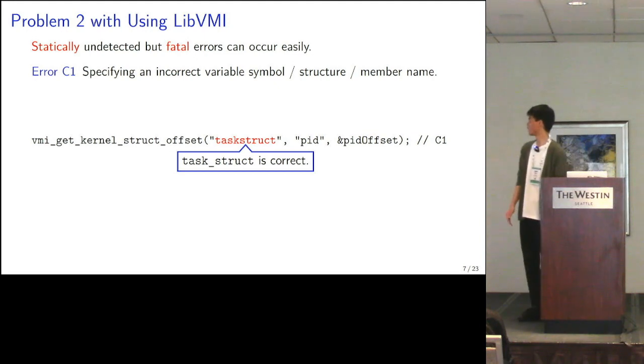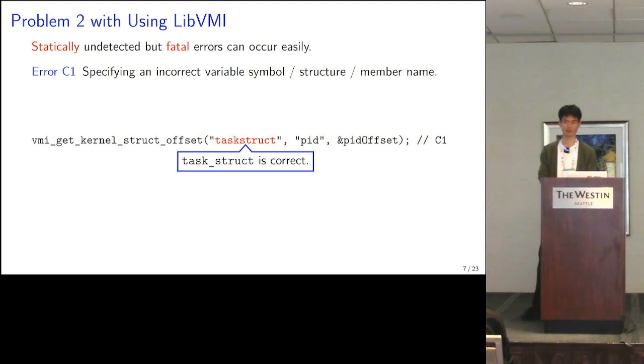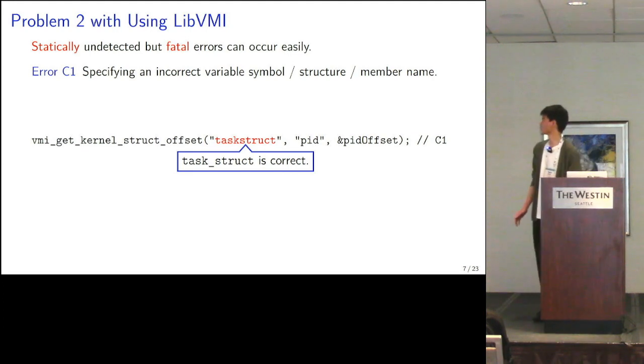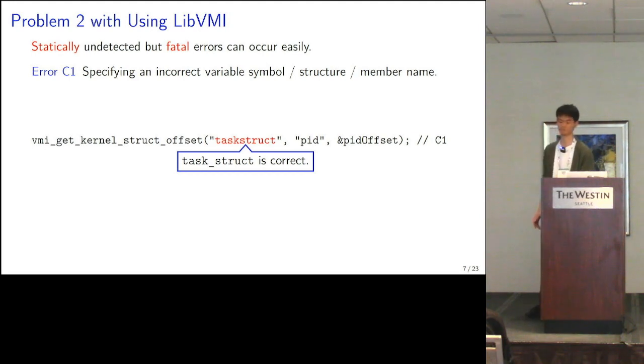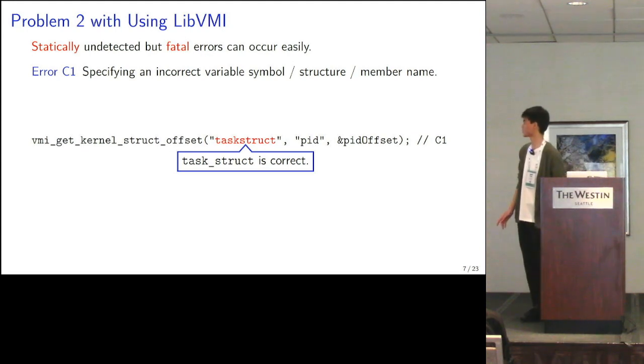The other problem is that statically undetected but fatal errors can occur easily. There are 3 categories of possible errors. The first one, which we call C1, is specifying an incorrect variable symbol name, structure name, or member name. For instance, task_struct is misspelled as task struct, where the underscore character is missing.